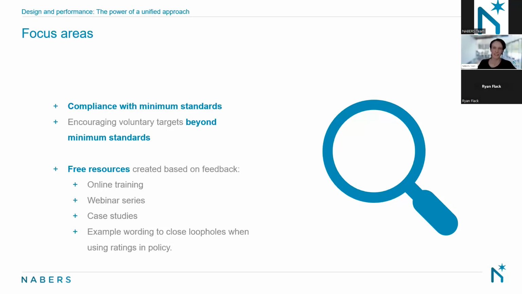So that's been more a focus of this project, and then looking at voluntary ways to go above and beyond where it's appropriate as well. Based on all of this, we've got quite a few free resources. We've got some really in-depth online training. We've had some amazing feedback, so people are finding it really useful, and almost everyone has said there are practical takeaways they can implement tomorrow if they want to. Obviously, we've got this webinar series and a lot of case studies on the website. We've also provided example wording that you can use in policies to close loopholes and get the outcomes that you're after.